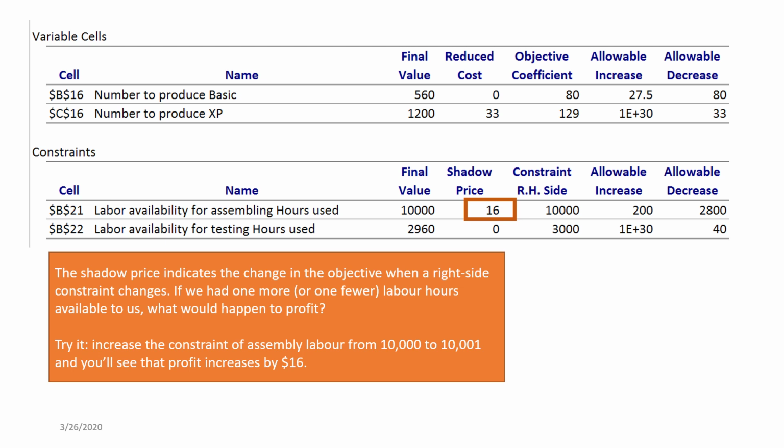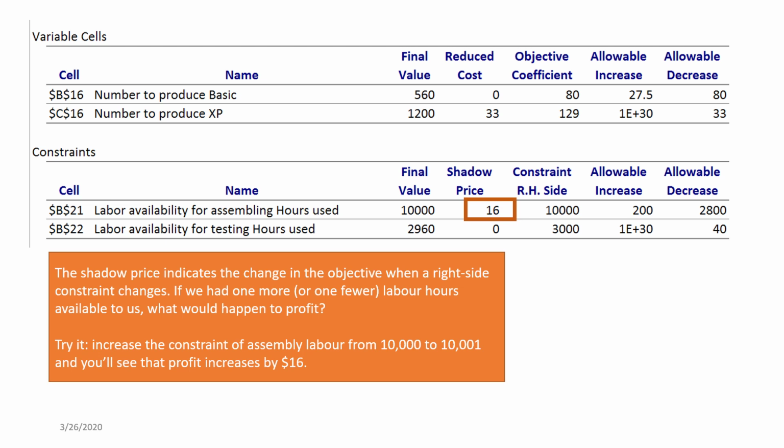Our shadow price shows up when we have a binding constraint, which in this case we do with respect to assembly hours. The shadow price indicates the change in the objective, so how much profit would increase or decrease, when you change the constraint by 1 hour, or 1 unit. In this case, we're talking about hours. So said another way, if we had 1 more labor hour available to us, what would happen to profit? Well, if assembly labor went from 10,000 hours to 10,001 hours, profit will increase by $16.